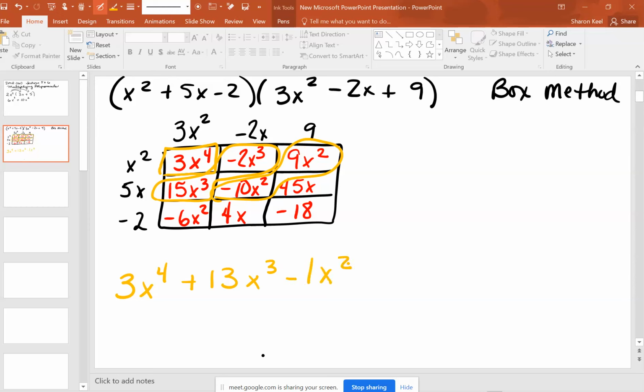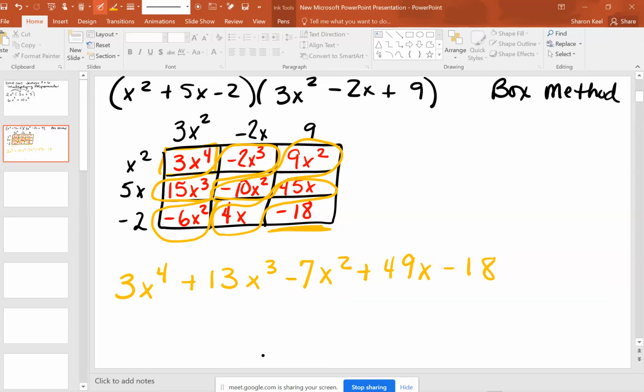Oh, whoa, I have 3 of them. Hang on, I'm about to miss one. Y'all have to catch me on that. There we go. All right, let's try that again. We have negative 6 minus 10, which is negative 16. And then negative 16 plus 9 gives me a negative 7x squared. And then these two, 45 and 4, added together give me a plus 49x. And then the minus 18 is all by itself.